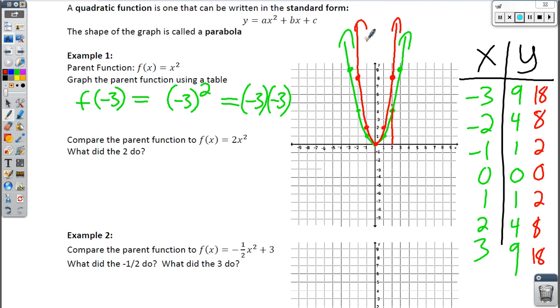And so you can see the graph of 2x squared is very similar to x squared, but it's a little bit taller and thinner. Since we've multiplied all the y values by 2 there, we've stretched the graph upwards. So that's what the 2 does.